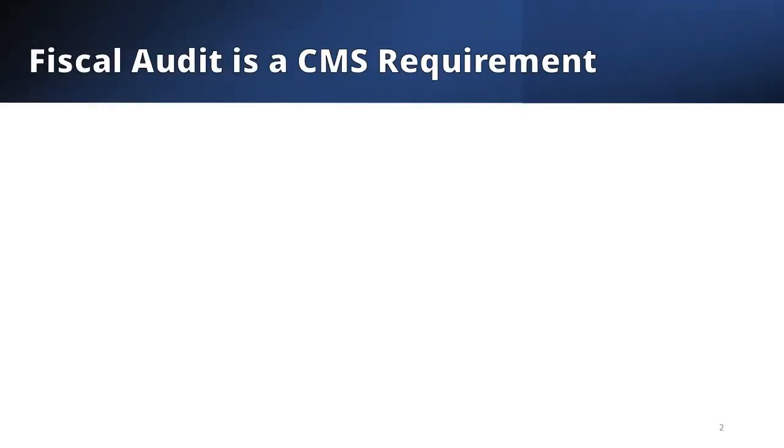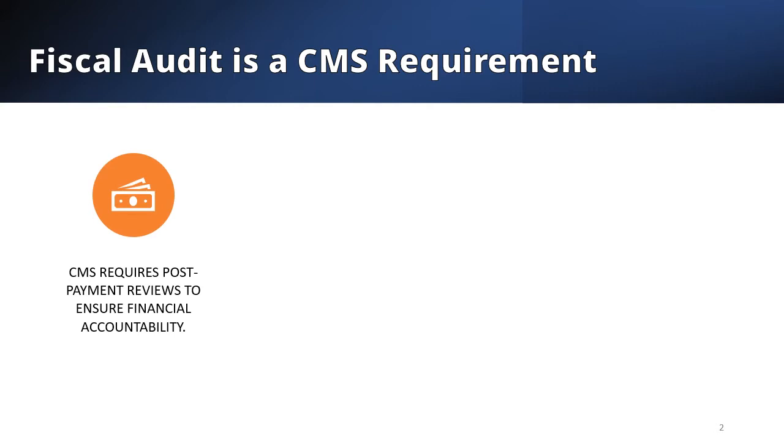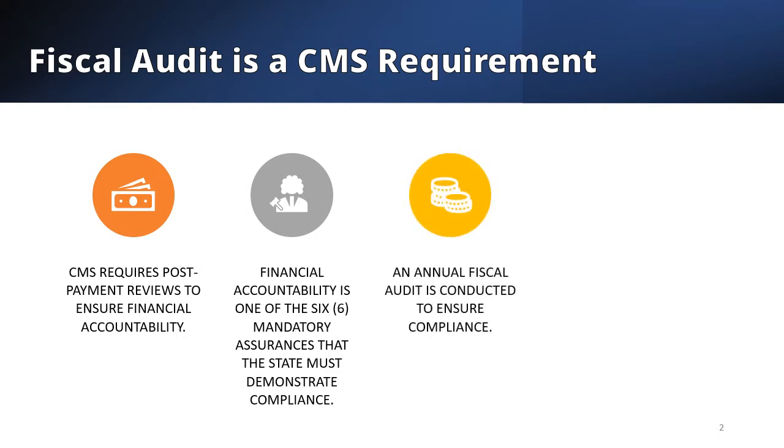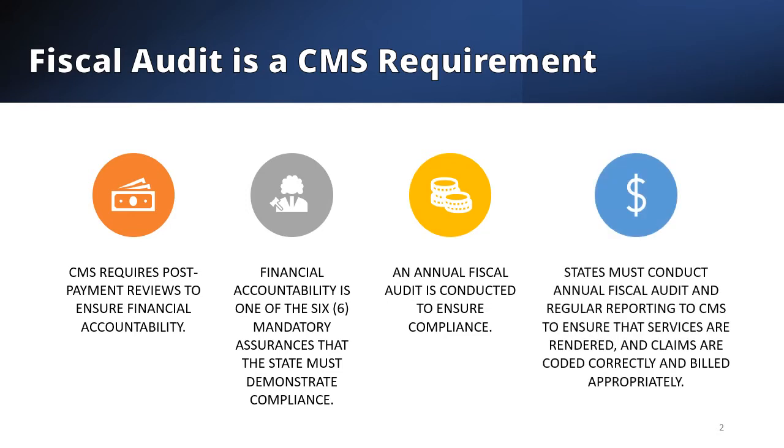The Centers for Medicare and Medicaid Services require states to complete a post-payment review as part of waiver requirements to ensure financial accountability. Financial accountability is one of the 6 mandatory assurances that the state must demonstrate compliance. This is achieved through an annual fiscal audit. States must conduct annual fiscal audits and report regularly to CMS to ensure that services are rendered and claims are coded correctly and billed appropriately.